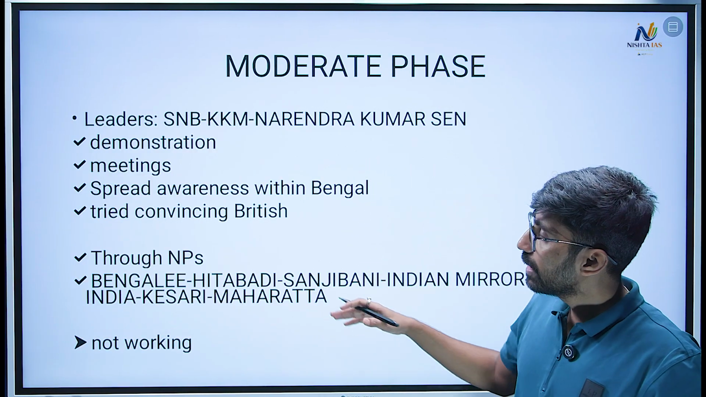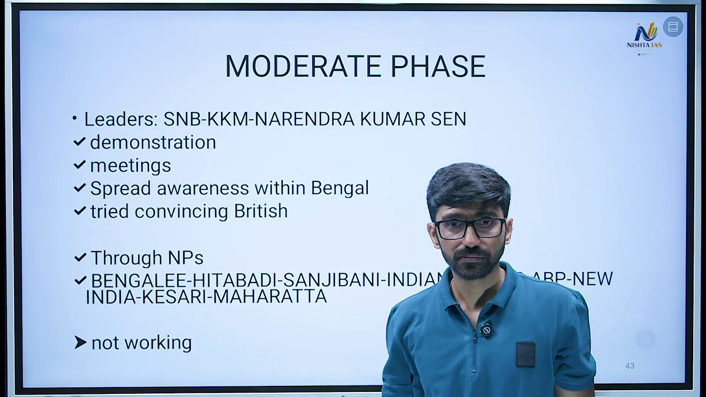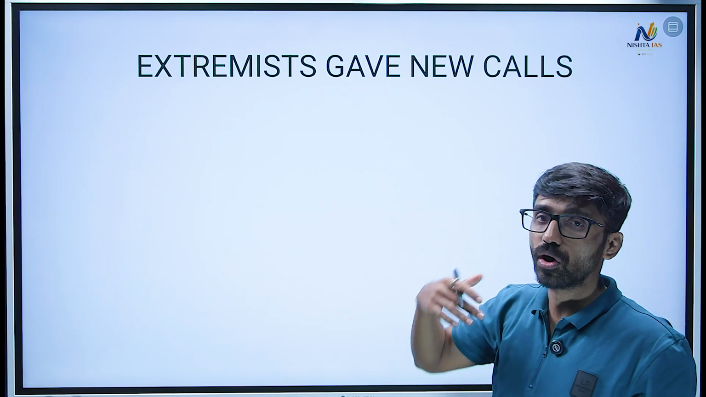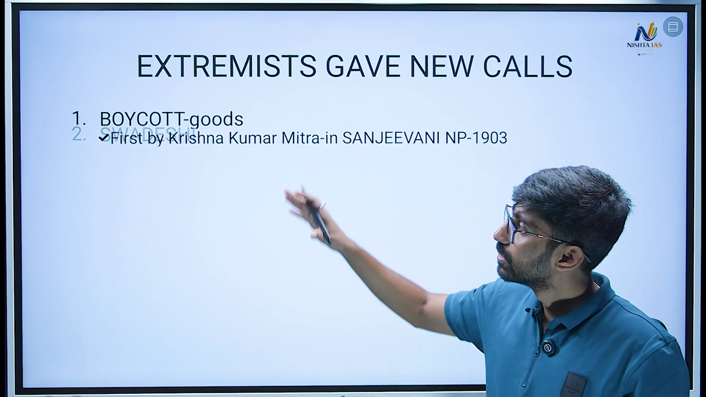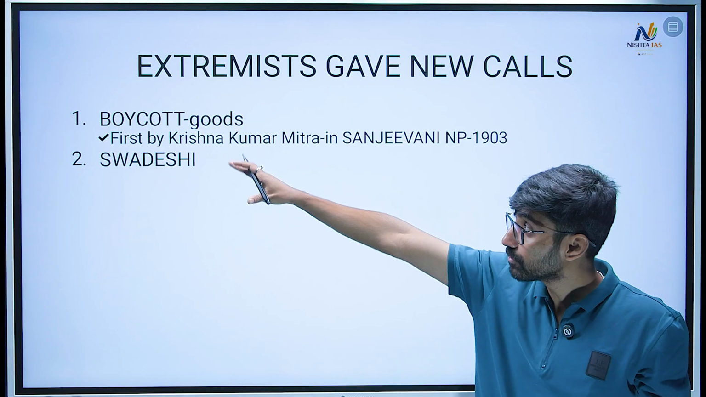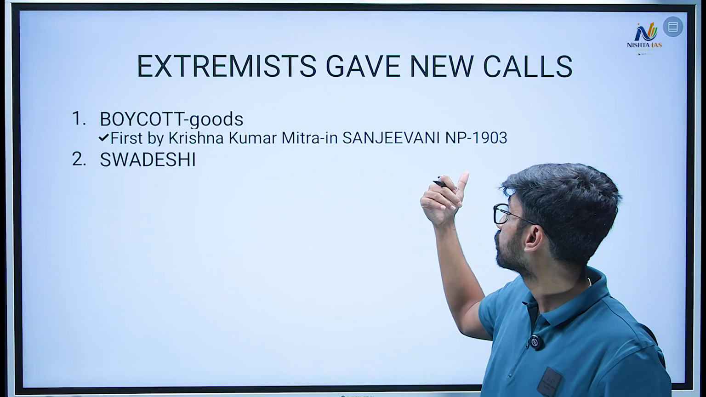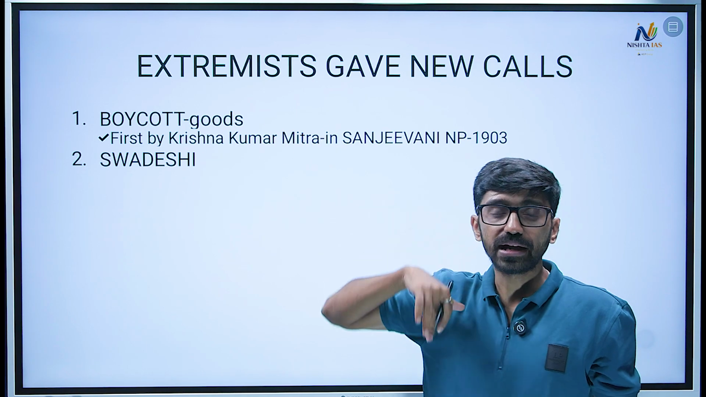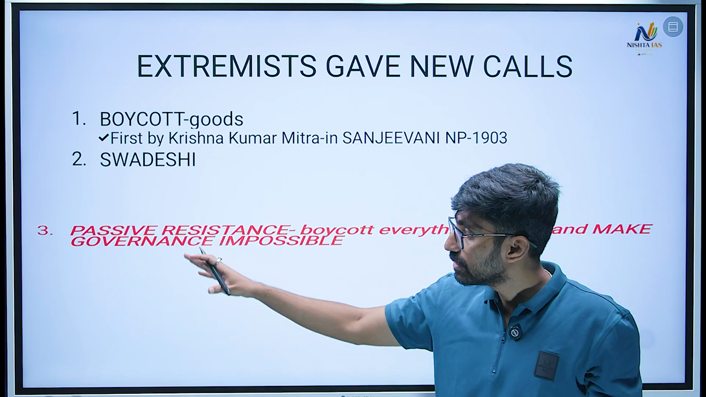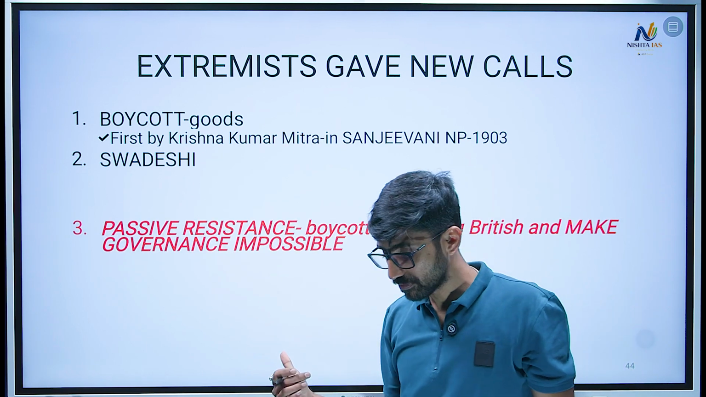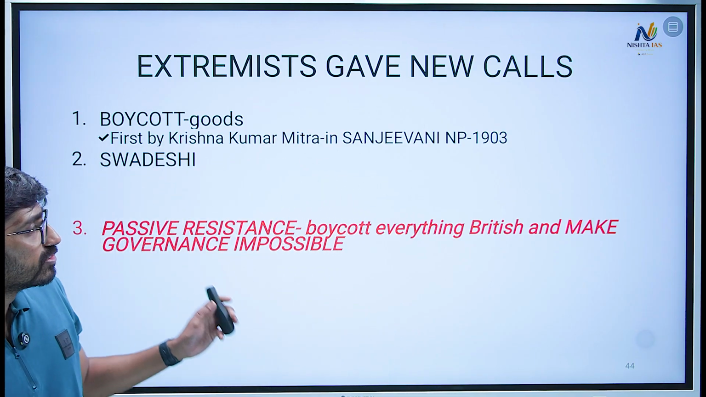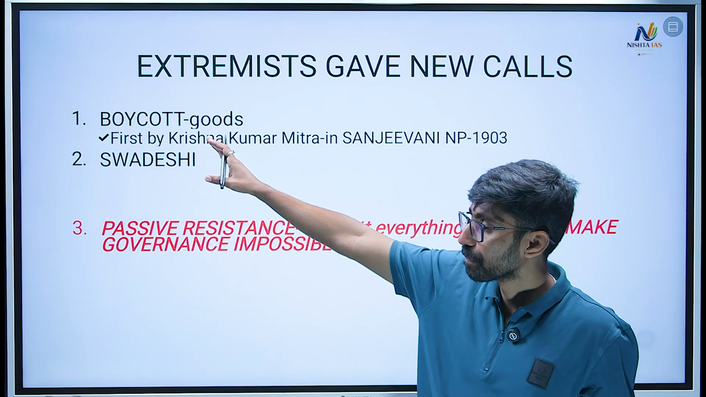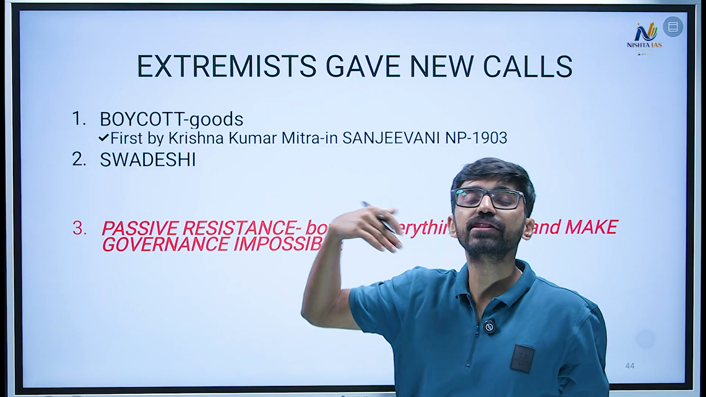These methods were not working, and that is the reason the extremists gave new calls. What are the new calls? Boycott the goods, first advocated by Krishna Kumar Mitra in the Sanjeevani newspaper in 1903, and practice Swadeshi. Then passive resistance, advocated by Bipin Chandra Pal. Boycott everything British, not just the goods.